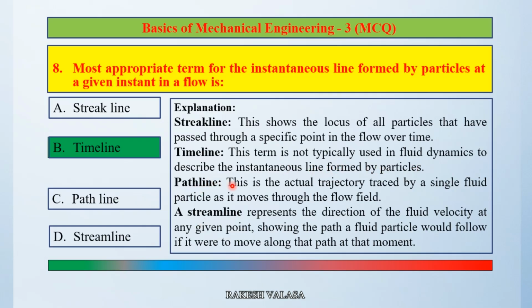Third one, path line. This is the actual trajectory traced by a single fluid particle as it moves through the flow field. The last one is a streamline. Streamline represents the direction of the fluid velocity at any given point, showing the path a fluid particle would follow if it were to move along that path at that moment. So among these four definitions, timeline is the correct answer for the given question. So option B is correct, timeline.